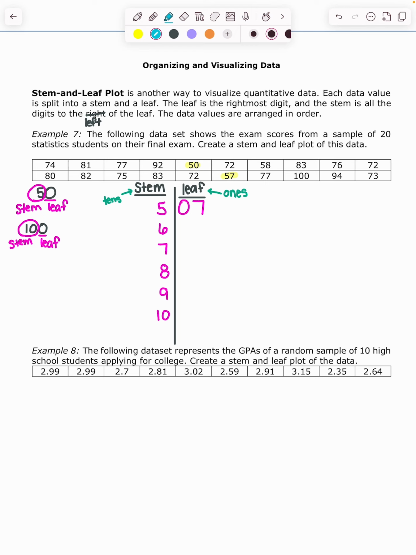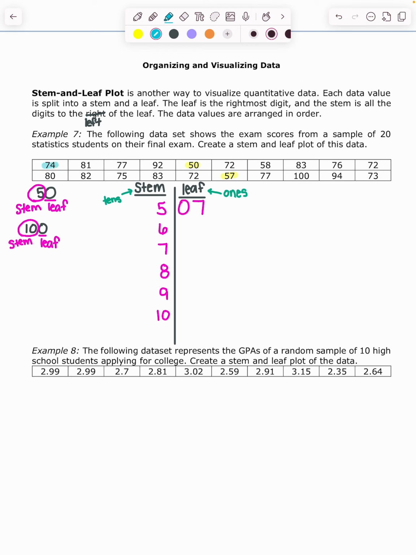So now I'm looking for anything that starts with a 6, and I don't have anything that starts with a 6. So I'm not going to write anything in that row. I'm not going to erase the 6. I'm not going to skip over the 6. I'm just going to leave the leaf row blank, but I'm going to leave the 6 there so that I can see there are no 60s. And I'm going to move on to 70s.